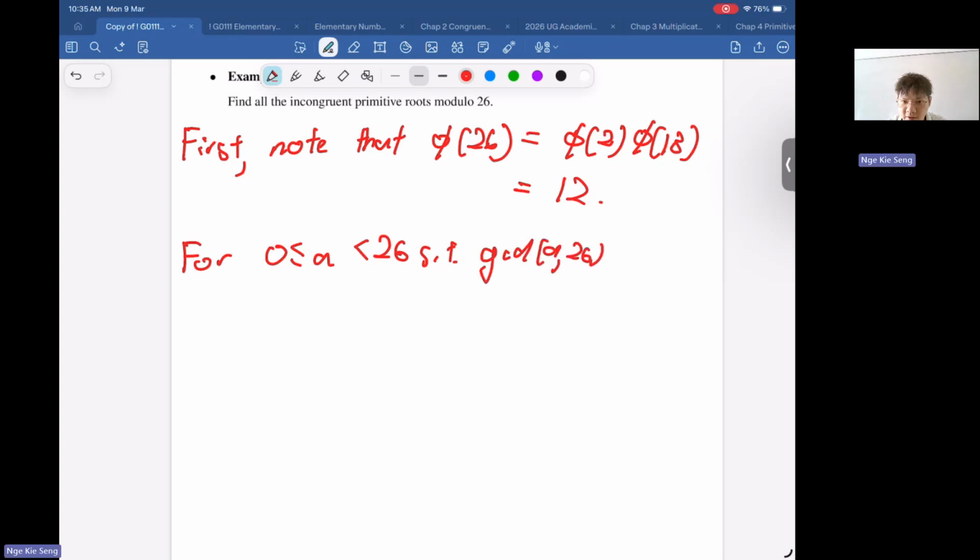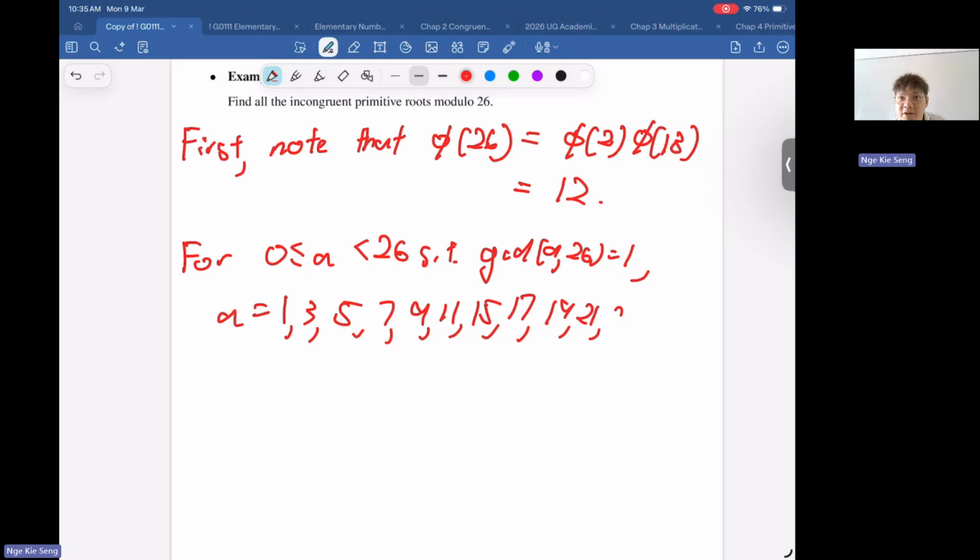Actually, there are a few. Okay, so they are like 1, 3, 5, 7, 9, 11, 15, 17, 19, 21, 23, 25. Okay, quite a lot because you really just remove those with divisor 2 and 13.